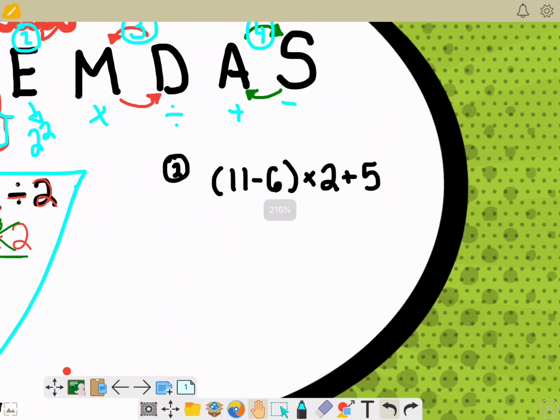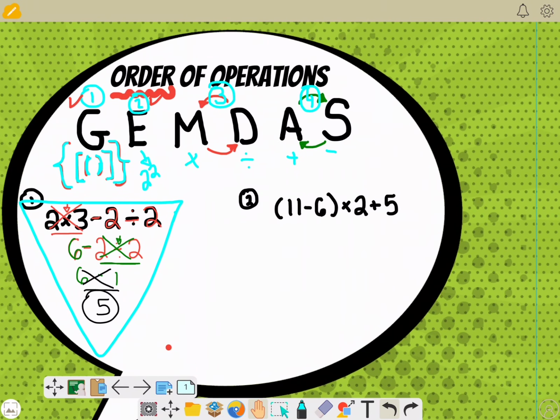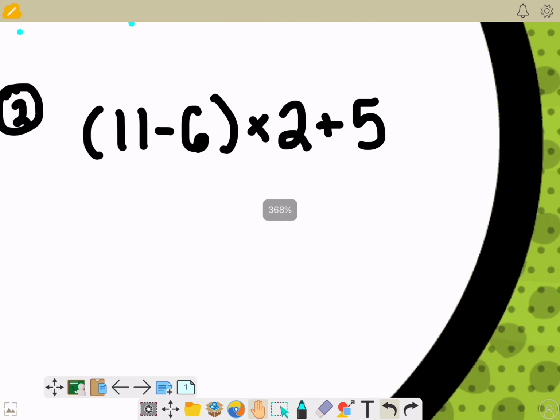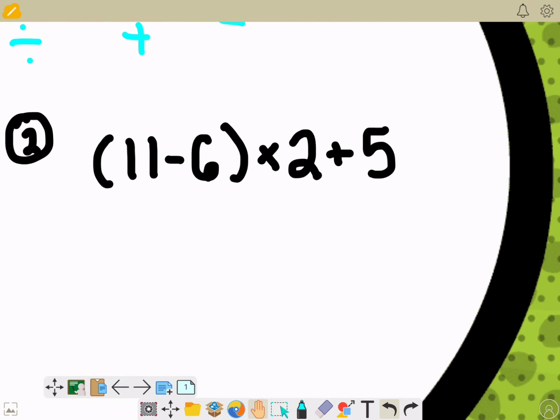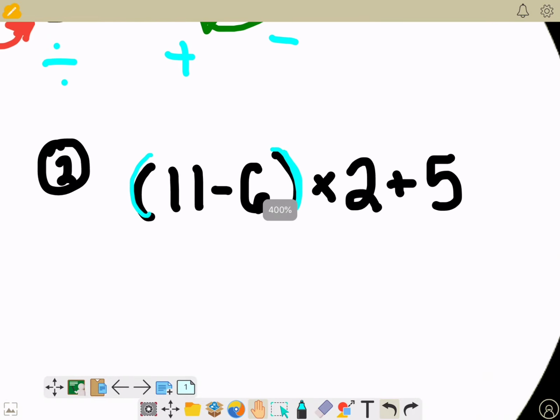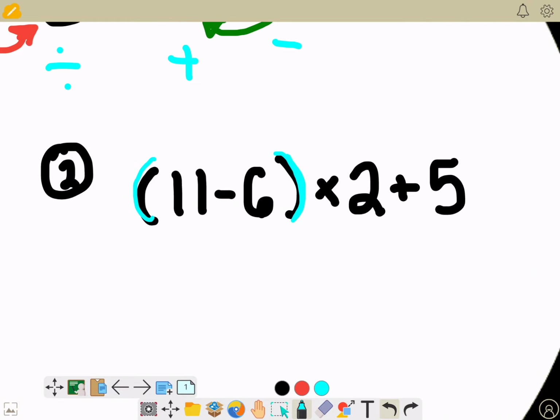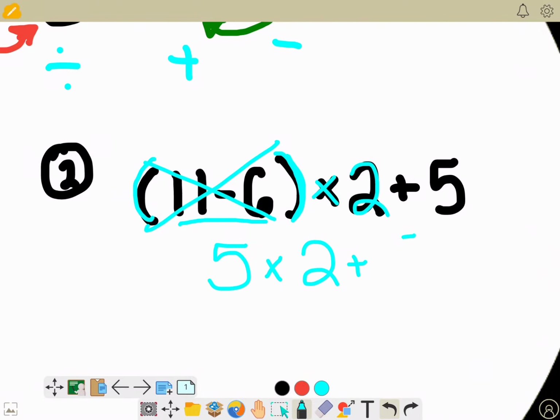So step 2, I'm still going to go through the same process. Do I have any brackets, braces, or parentheses? Yes, I do. They are right here. And then now I'm going to zoom in and say, okay, what's inside of them? Well, I see the problem 11 minus 6. What is 11 minus 6? That's 5. Cross out what you just did. Bring everything else down.